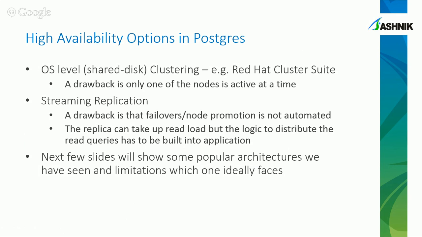Streaming replication is another way of achieving redundancy or high availability at the database level. Only thing is it does not do auto promotion of the node. When you are using a clustering tool like Red Hat Cluster Suite, it manages the failover automatically. So if your primary node goes down, the secondary node will take over automatically. That does not happen automatically in streaming replication. Streaming replication can only do replication. It doesn't do node promotion.